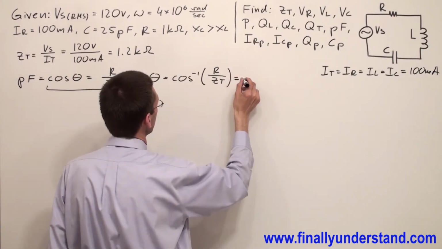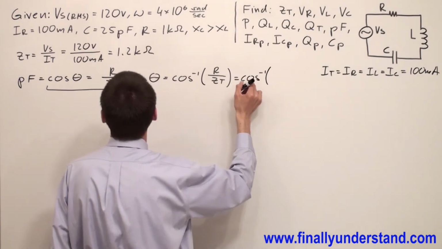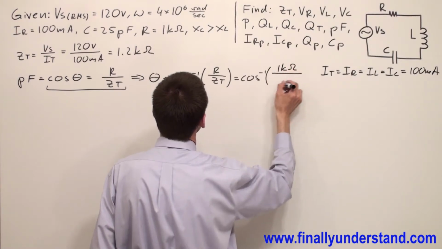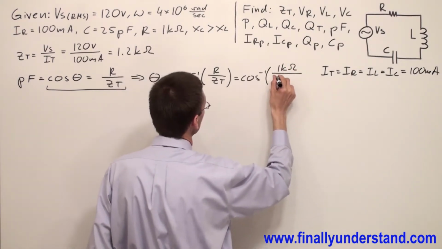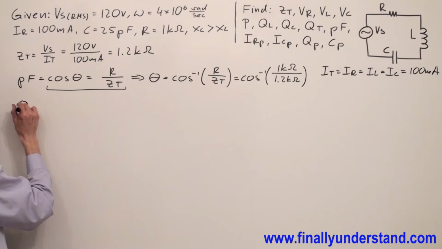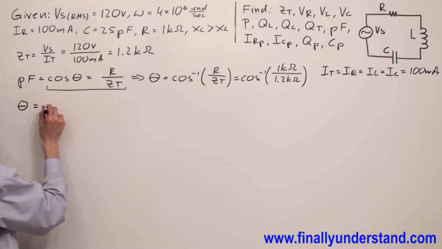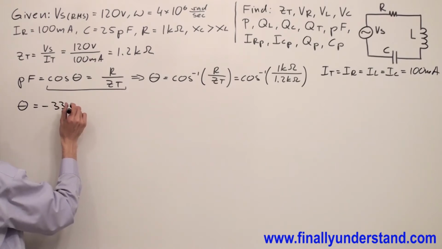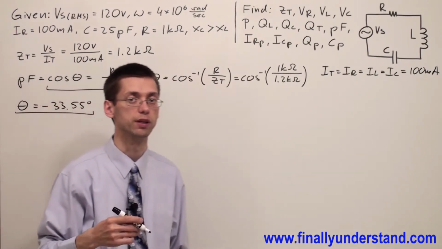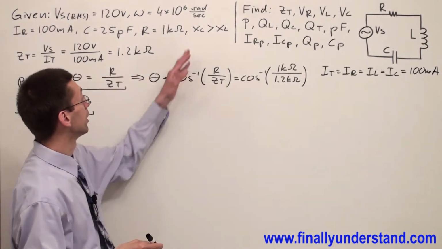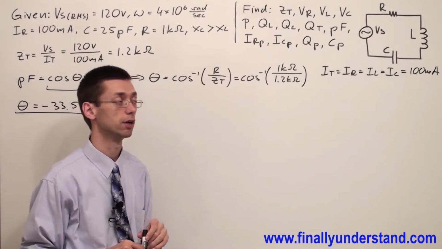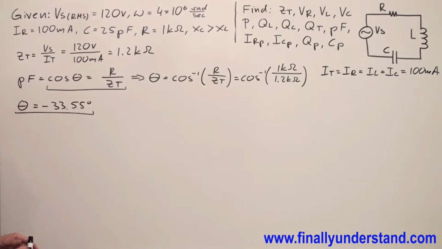So this is equal to inverse cosine. R is equal to 1 kiloohm, and I have Z total equals 1.2 kiloohms. So theta is equal to negative 33.55 degrees. Someone is going to ask, how come you know that the answer is going to be a negative angle? Because X of C has to be greater than X of L. So if X of C is greater than X of L, your angle is going to be negative.